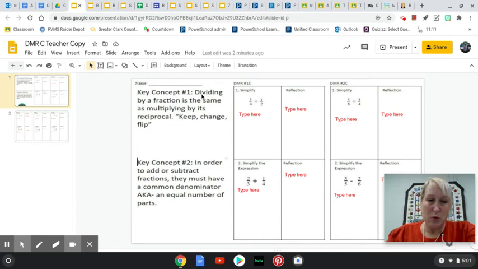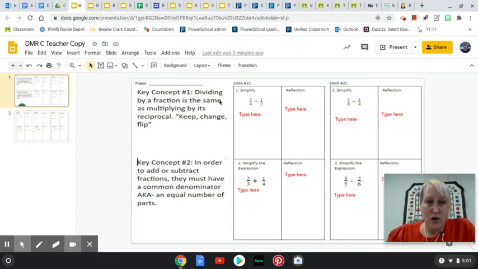Key concept number 1: dividing by a fraction is the same as multiplying by its reciprocal. Last week, we talked about the reciprocal when we were learning about the inverse property of multiplication. If you don't remember, it means you are flipping or changing the numerator and the denominator. So that is what that means. You have probably heard it as keep, change, flip when you have done this in your earlier grades.